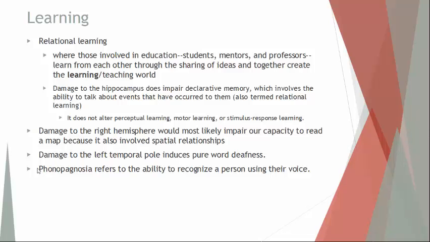Now, damage to the hippocampus does impair declarative memory. It's also called explicit memory. And this involves the ability to talk about events that have occurred. Saying things like, well, yesterday I went to the grocery store and I bought milk and I bought bread and I bought eggs. You are recalling very definitive things that had happened to you. And if your hippocampus is damaged, that type of memory will be impaired. But this damage to the hippocampus won't affect perceptual learning or motor learning or stimulus response learning.